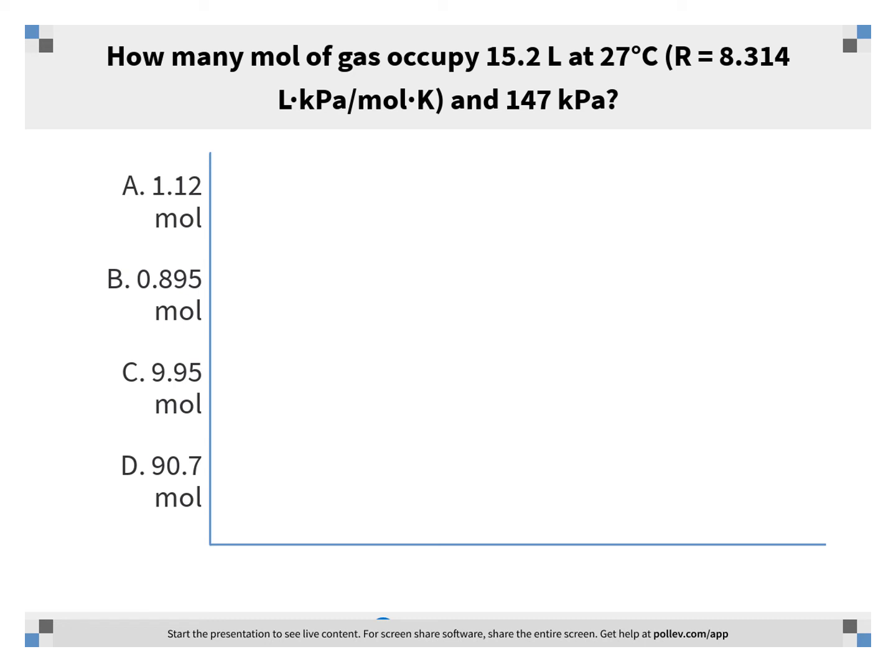Pay attention to units. Temperature is given in Celsius but needs to be expressed in Kelvin before using the ideal gas law. Pressure is given in kilopascals. Notice that we are using a different value for R in this problem, which corresponds to units of liters kilopascals per mole Kelvin. Since this R uses kilopascals, we can leave pressure in kilopascals. We rearrange the ideal gas law to solve for n and get n equals PV divided by RT. We plug in all our values and get 0.895 moles.